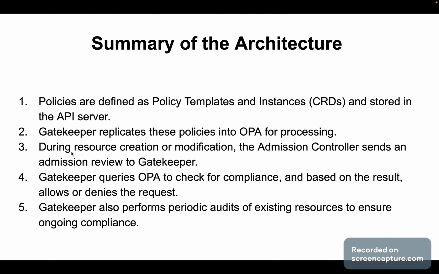During resource creation or modification, the admission controller sends an admission review to Gatekeeper. Then Gatekeeper queries OPA to check for compliance, and based on the result, allows or denies the request. Gatekeeper also performs periodic audits of existing resources to ensure ongoing compliance. So in short, first you will create policies using policy templates and instances which reside in our API server. Then those policies will be replicated by Gatekeeper into OPA for further processing.